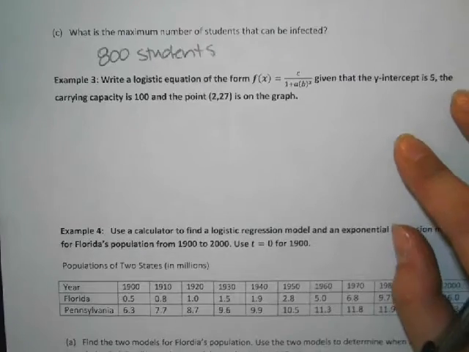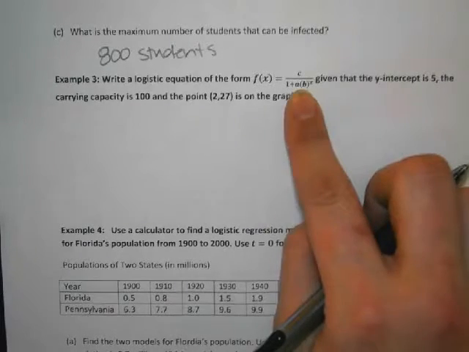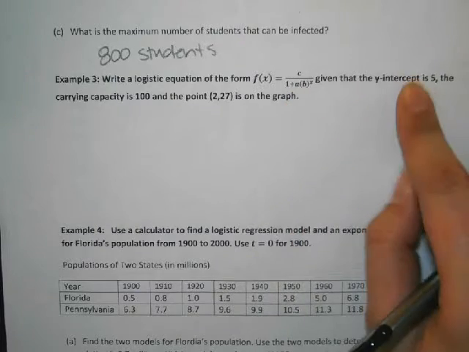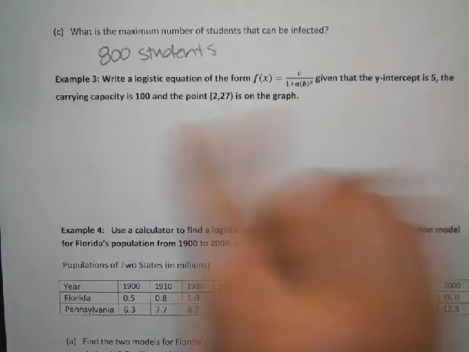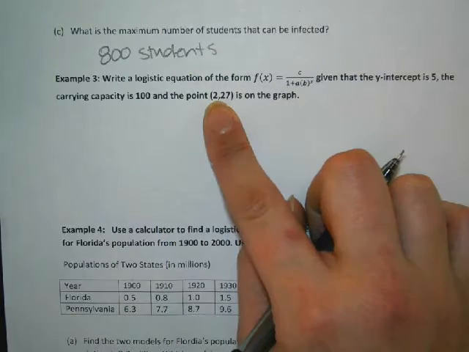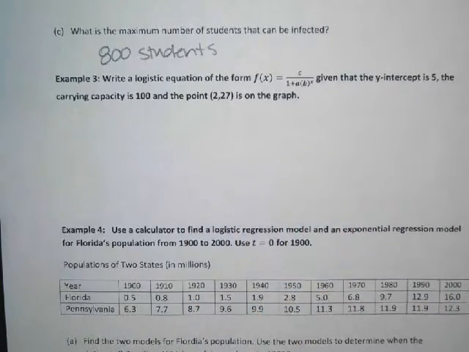All right. Write a logistic equation in this form, given that the y-intercept is 5, the carrying capacity is 100, and the point (2, 27) shows up somewhere on that curve. Okay? So based off all those numbers, what is the easiest number to plug in? The 100. Okay, let's start there.